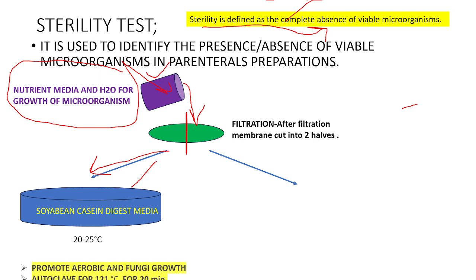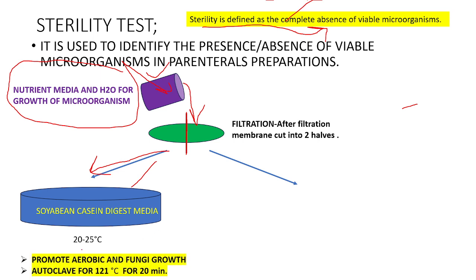For what purpose are we adding this? Soybean casein digest media can promote aerobic and fungal growth, and it can be autoclaved at 121 degrees centigrade for 20 minutes. This is soybean casein digest media.